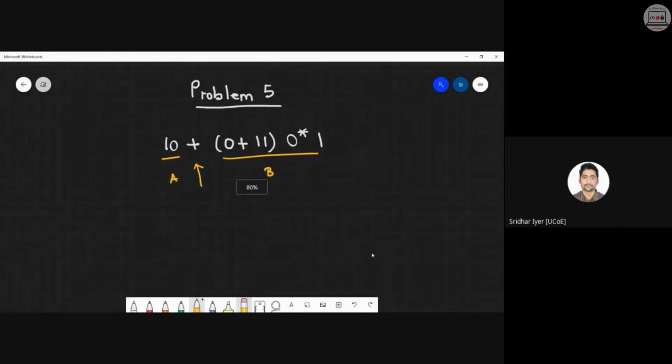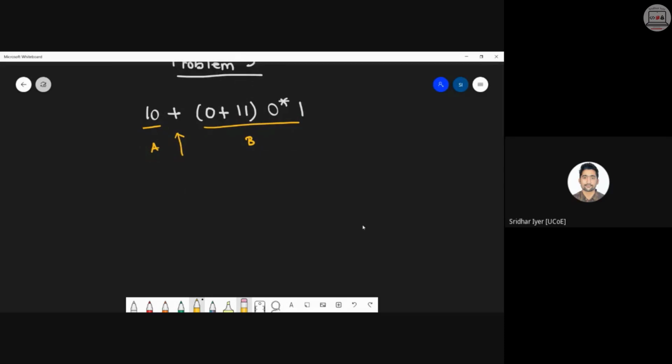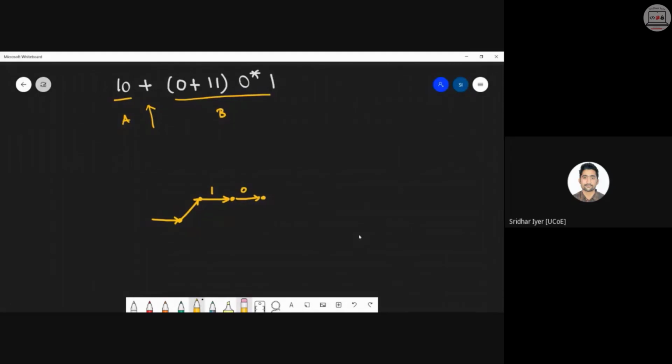It is 1 0 plus 0 plus 1 1, whatever it is. I'm just showing the structure. As we know that this has a plus in between, so there will be a split. A split like this. First part will be for 1 0, so it is 1, then a 0. In the exam, don't draw it like this. You have to construct the entire diagram. I'm just drawing the structure for time saving purposes. It is 1 0.